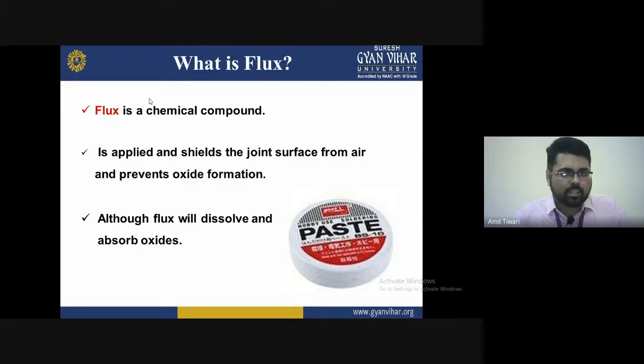For maintaining this quality, we require a sufficient amount of temperature, and if a sufficient temperature is not obtained, that means some oxides are forming on the surface of the iron tip. For the removal of this, and for preventing this on the iron tip, we require flux for the coating. It will prevent oxide formation.